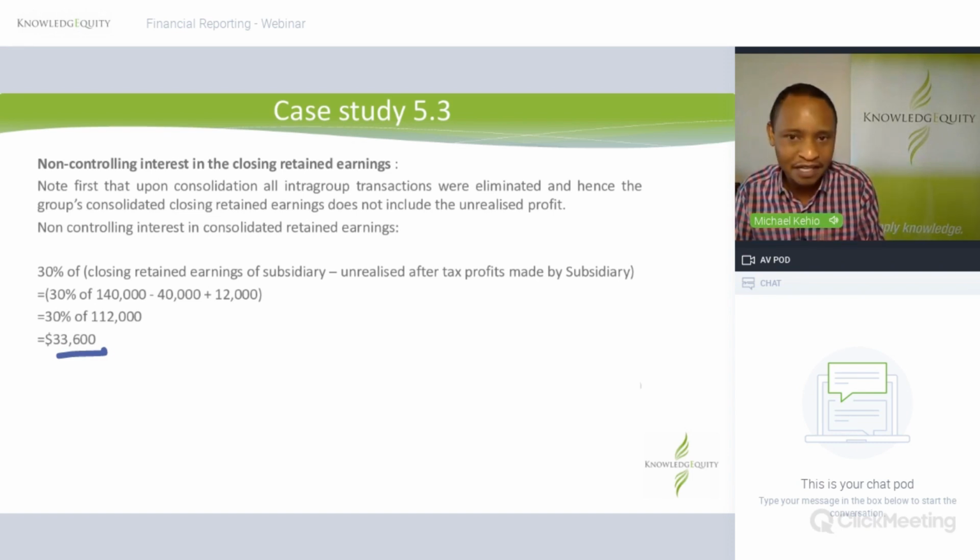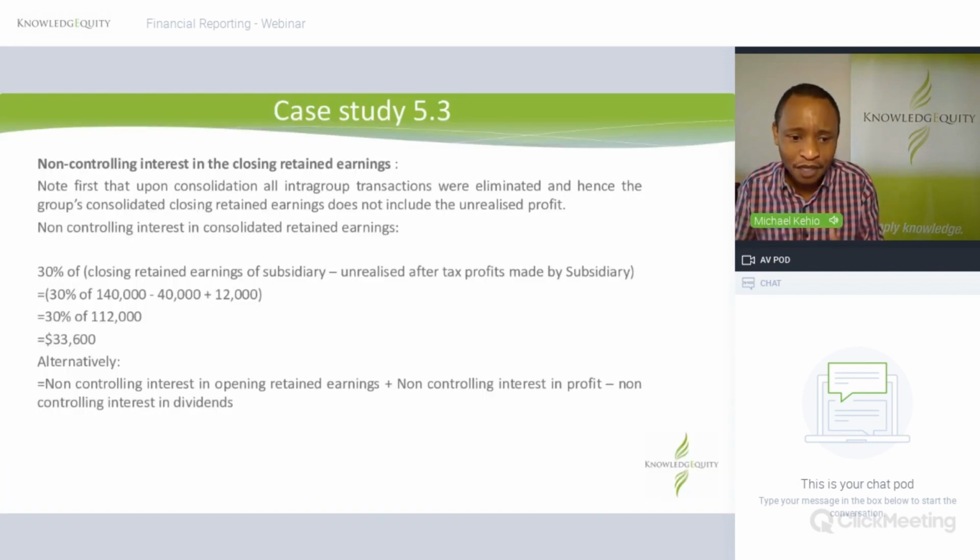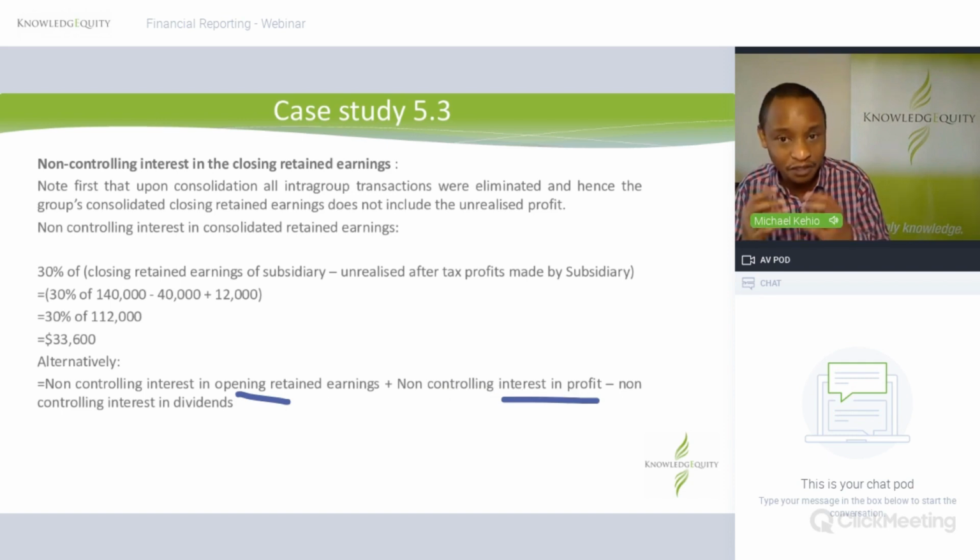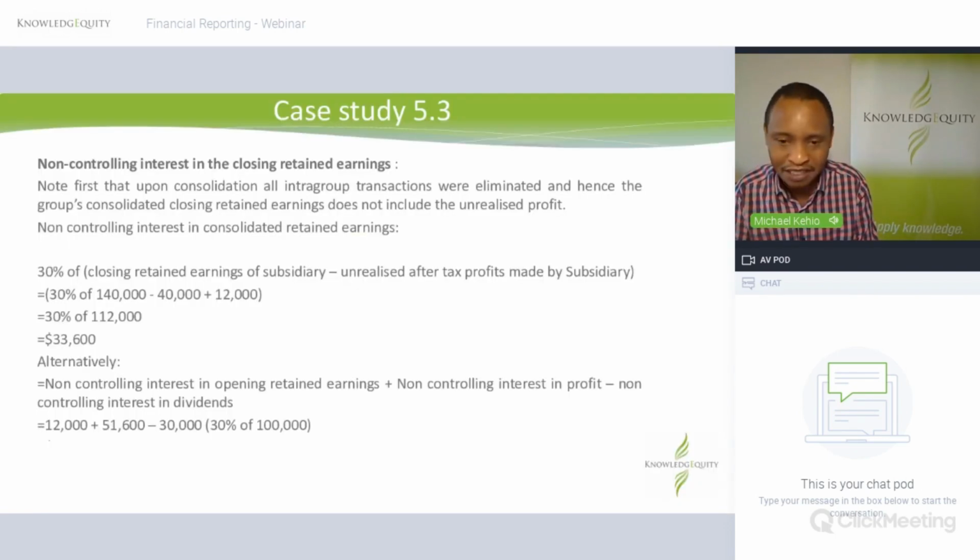The other alternative way is exactly what we have done. You adjust the opening retained earnings. Remember, we did that. You adjust the non-controlling interest in the profit. Remember, we did that. And then don't forget the non-controlling interest in dividends. We hadn't done that, so that also needs to be adjusted.